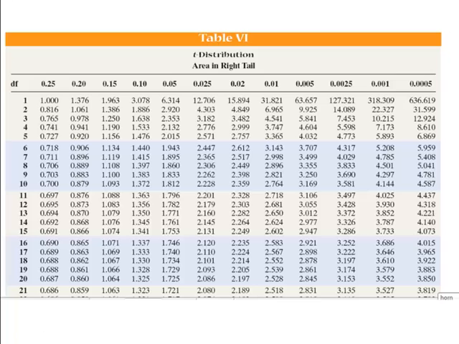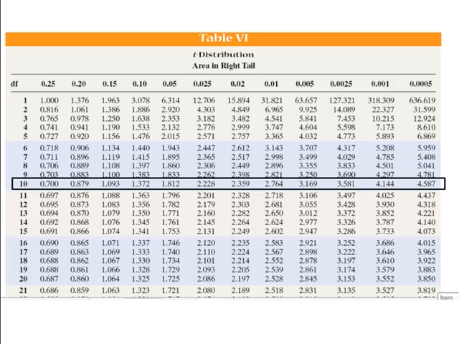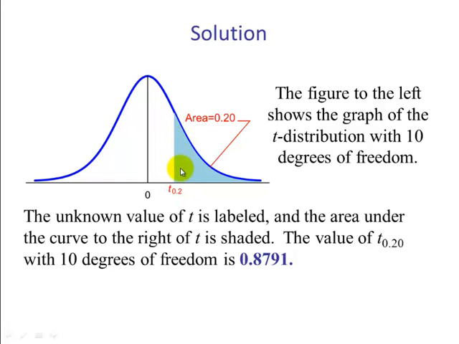So if we go to the table, 10 degrees of freedom tells us the row, and since we want the area to the right to be 0.20, that tells us the column, and then we see this is our value of t. So the value of t where the area to the right is 20% is, according to our table, 0.879.